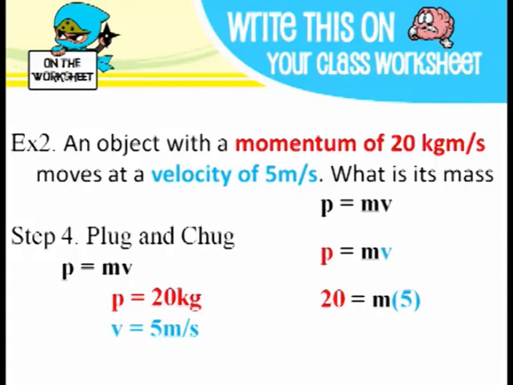So we have 20 is equal to m times 5, or 20 is equal to 5m, however you want to write it. If we want to get m by itself, we need to divide both sides by 5. And that gets us to m is equal to 4 kilograms. I apologize for not writing it here, but at this step, we're dividing 5 on both sides. So 5 divided by 5 cancels out, and on the other side, 20 divided by 5 gives you 4 kilograms.